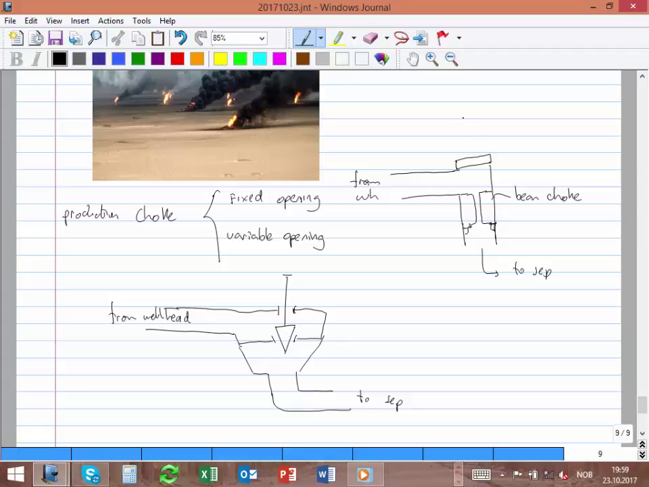Okay, so typically for onshore systems, remember, offshore systems, onshore, the access to the wellhead is a problem. So for onshore systems, and that's what you will probably find in the fields here onshore, you have a beam choke. And if you have offshore systems, you probably use an adjustable, variable opening choke. That's also called an adjustable choke. And this is called a needle choke.